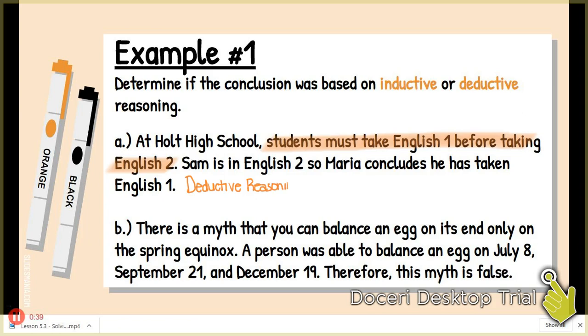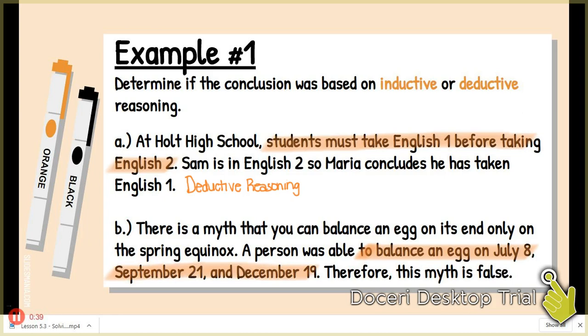Then if we look at example 2 or example 1B, there's a myth that you can balance an egg on its end only on the spring equinox. A person was able to balance an egg on July 8th, September 21st, and December 19th. Therefore, the myth is false. So we have to ask, was this based on looking at examples, or was it based on a fact or a definition? This one was definitely based on looking at examples.